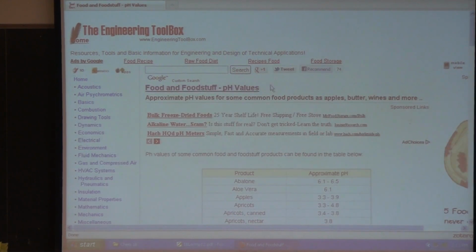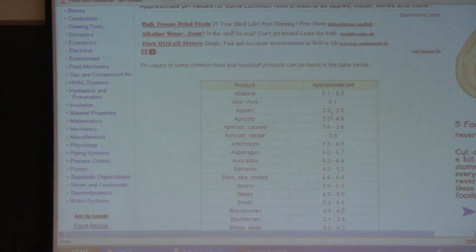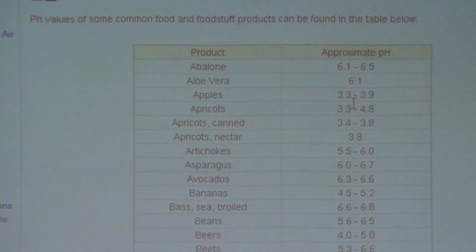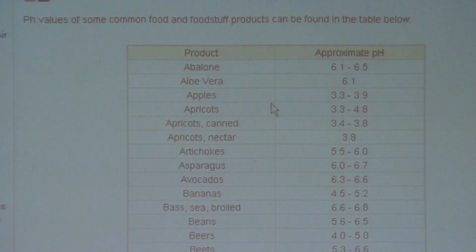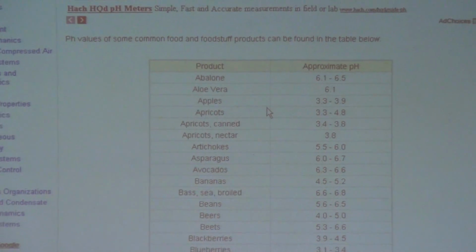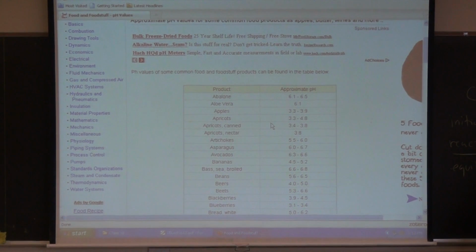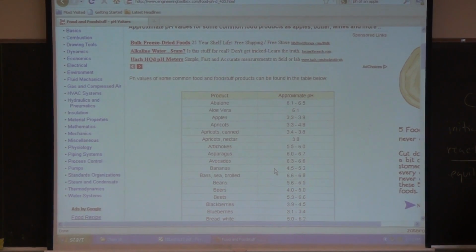Okay, so this is from the Engineering Toolbox website. An apple has a pH between 3.3 and 3.9. I'm not sure if this applies to all apples, whether they're Granny Smith or Golden Delicious or Gala apples, whatever it is, 3.3 to 3.9. And then for bananas, 4.5 to 5.2.